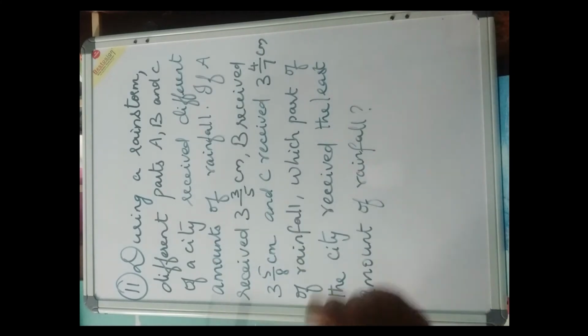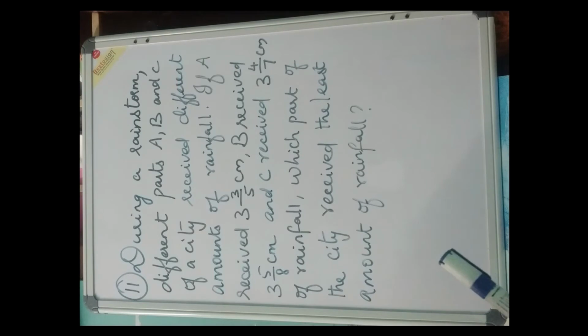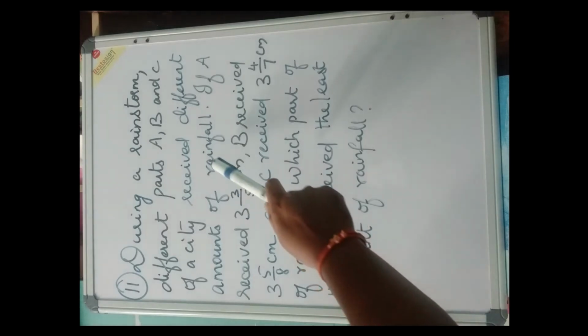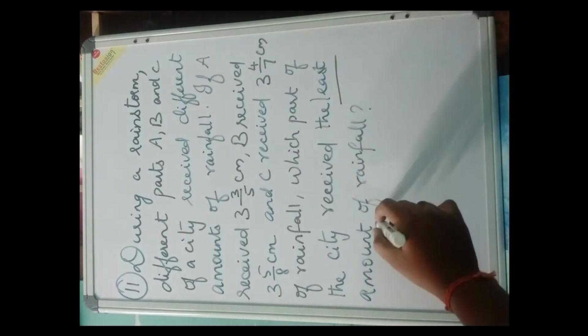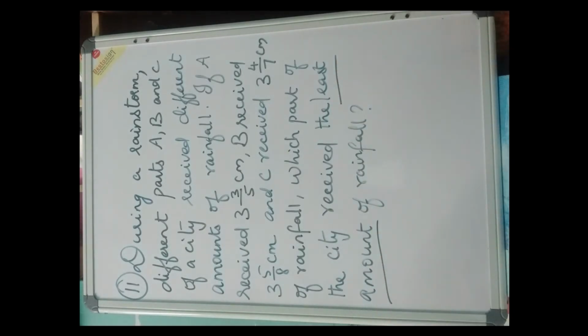Now first we need to understand the question. Whenever you get a word problem, read it once or twice, find what is given, what we need to identify and what operation we need to do. Here they have given A, B and C and they have asked you to find the least amount of rainfall. Which part is going to have the least amount of rainfall? So what is the operation that we need to do? We need to compare these three and find which part of the city has received the lowest rainfall. Now let's get into the sum.